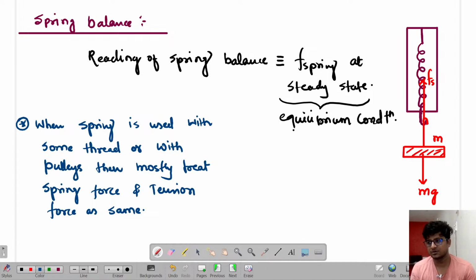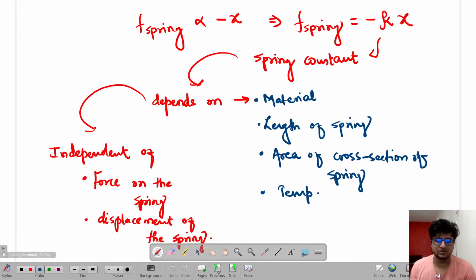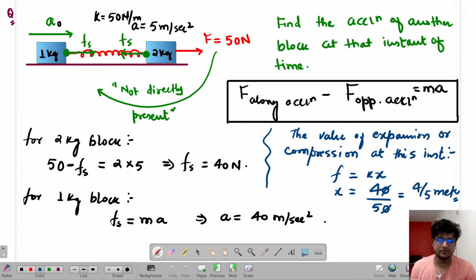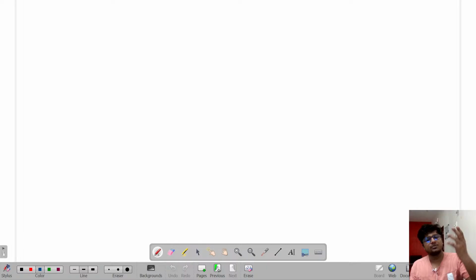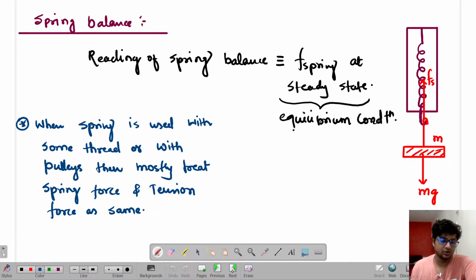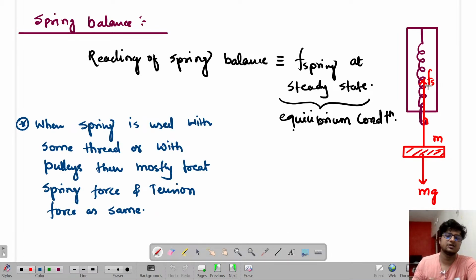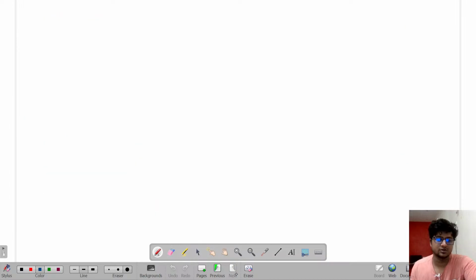Are you able to get me or not? So this is the nature of spring forces. When I consider spring forces, the first idea is that it is away from the point of contact and present on the body, present on the spring, and the spring balance is going to read the weight of the body, but that weight is exactly equal to whatever the spring force is at the equilibrium state of the body. So let's take some example based on this.